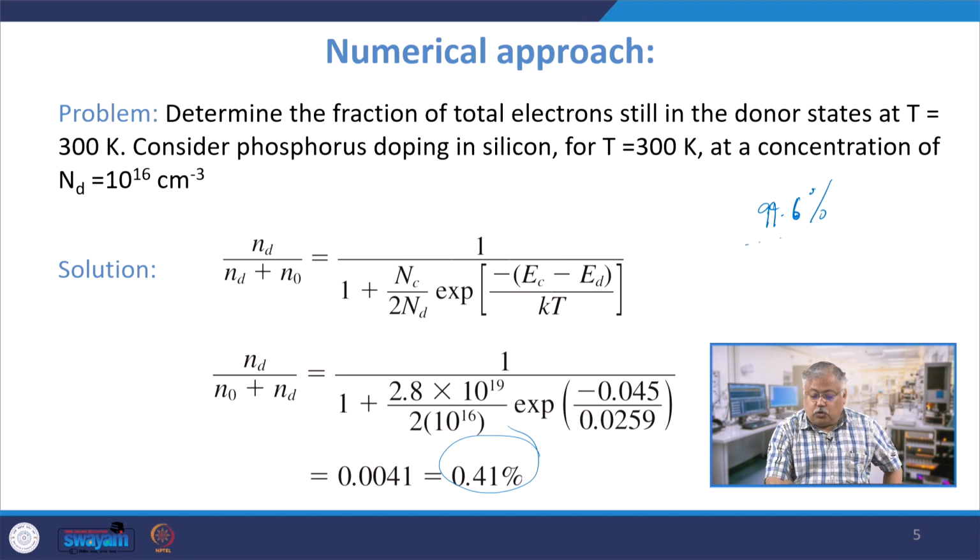99.6% of the total donor species has actually shifted to the conduction band at 300 Kelvin, right.